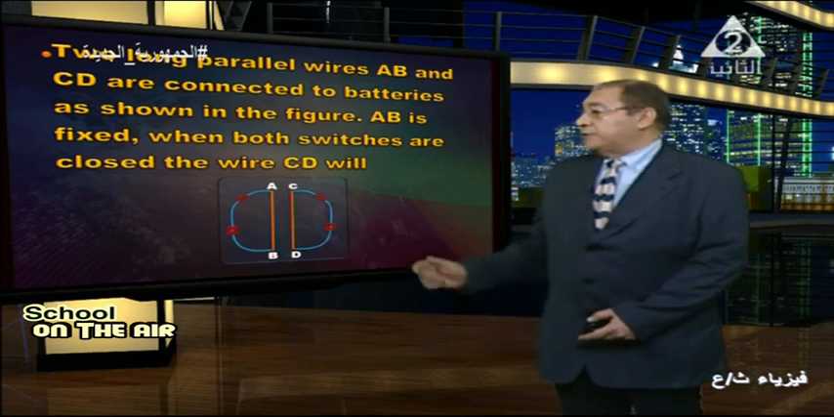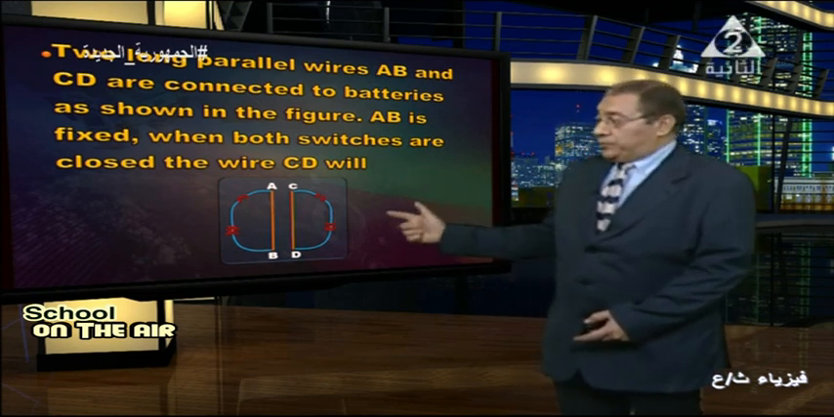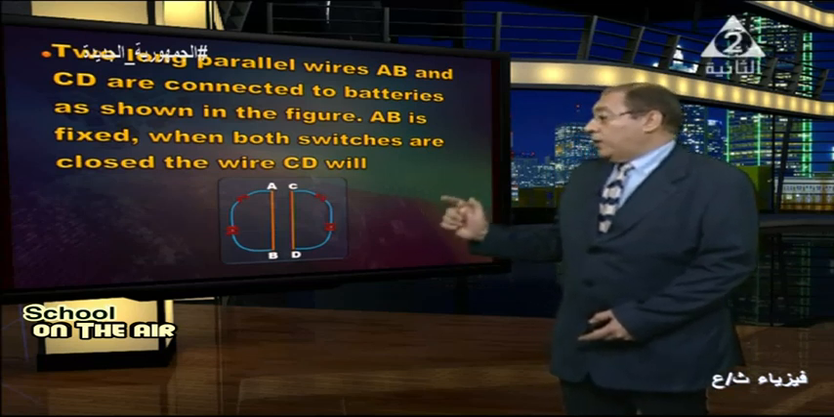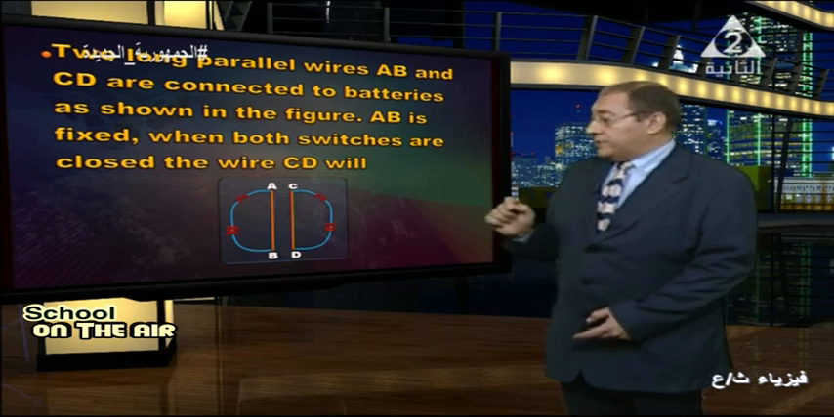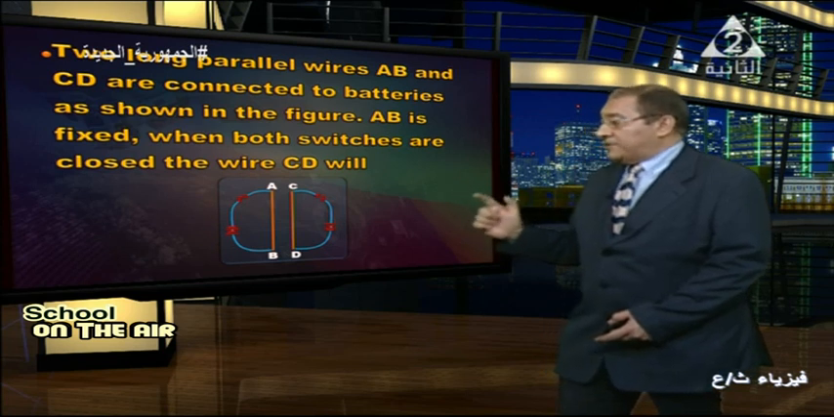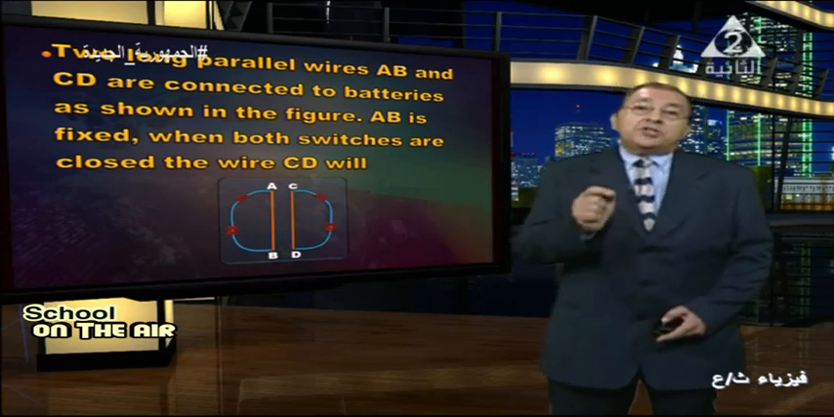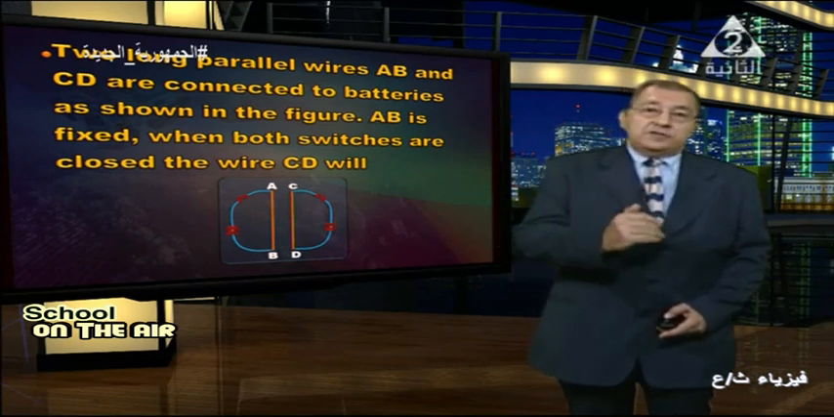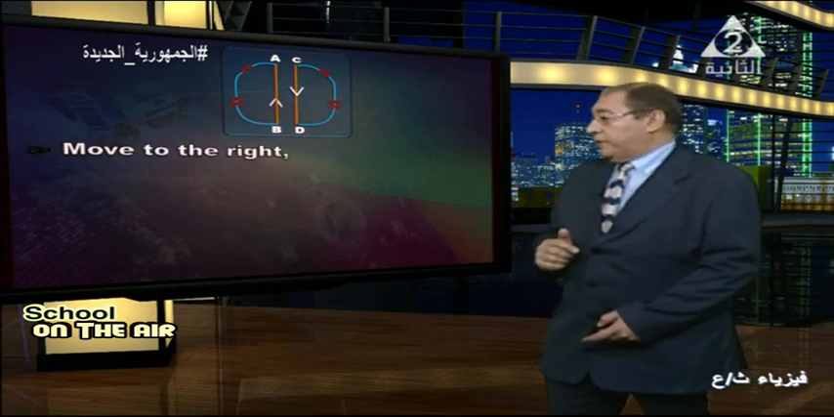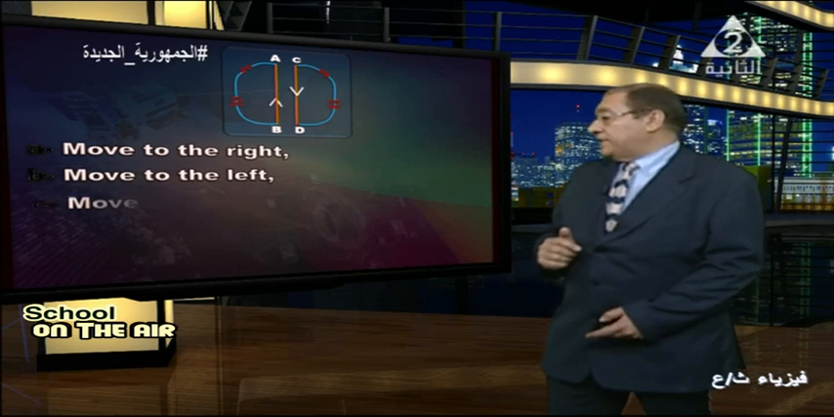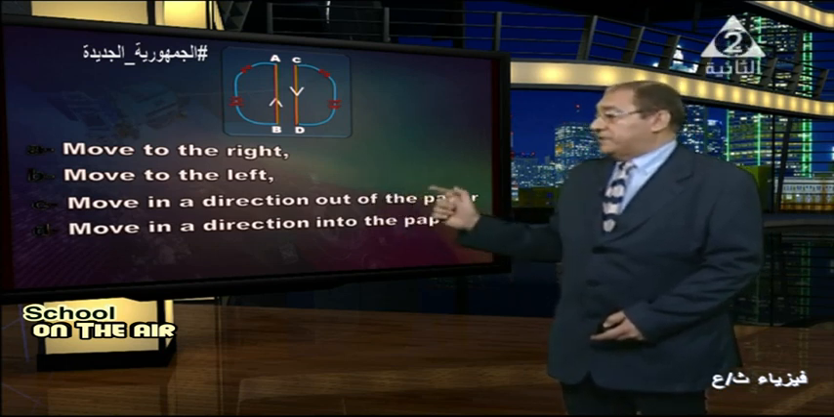Next choice. Here we've got two parallel wires, AB and CD, connected to batteries as shown in the figure. AB is fixed and is not allowed to move. When both switches are closed, wire CD will move in what direction? It depends on whether we've got repulsion or attraction. Let me remind you that AB is not allowed to move; CD is the wire which is allowed to move. We have to determine the direction of the conventional current that goes from the positive terminal. The choices: move to the right, move to the left, move out of the paper, or into the paper. Here we expect repulsion, so it moves to the right.